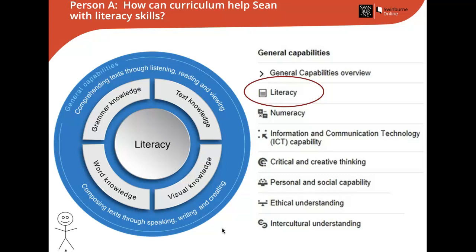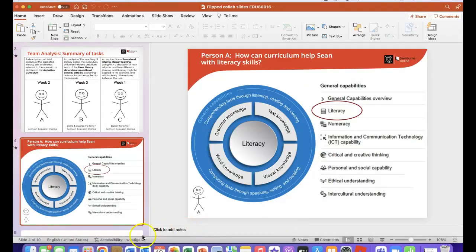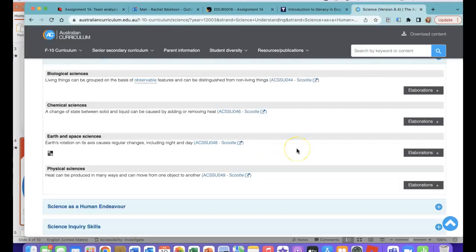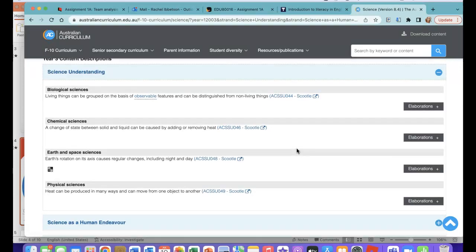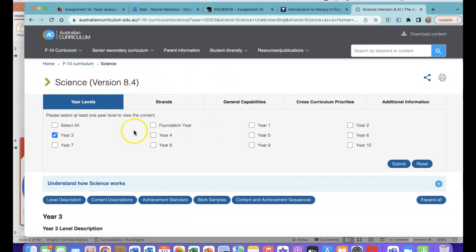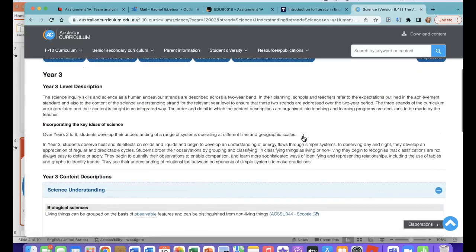So we need to be able to, and I'm just going to pause my slides there for a second so I can go to my web browser, because we're going to bring up the Australian curriculum. It's person A's job, as well as being supported by the other team members, to have a look at the Australian curriculum, have a look at science. If you click on level 3 and click submit, you should bring up your level 3 content descriptors.